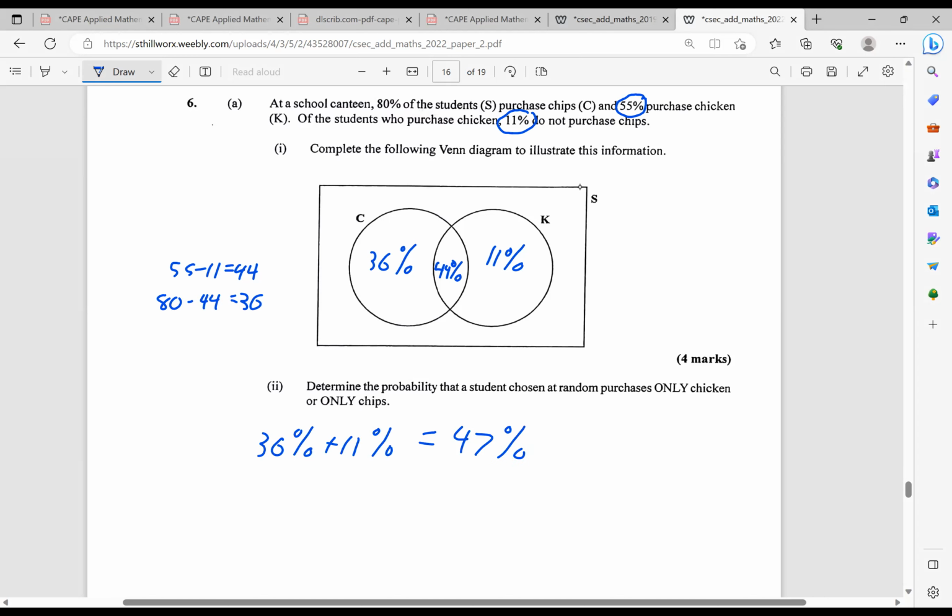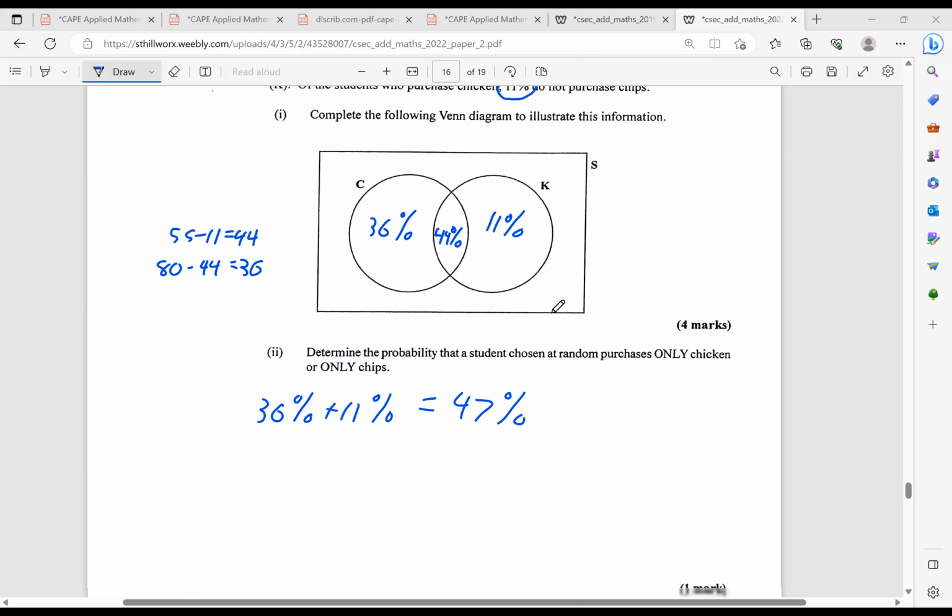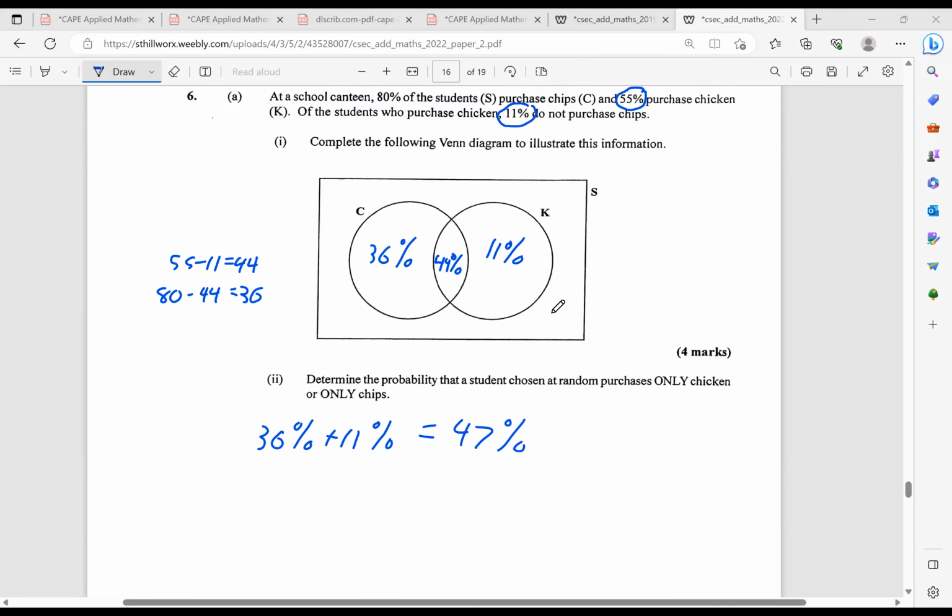So again, write out everything there, right? If you put 0.47, that is also correct. So again, you look at the onlys. Yeah, that's what you have to look at. All right. So that's 4 and 1, 5 marks. So you just have to be careful there. Now you could also put the outside as 9% to make it 100.